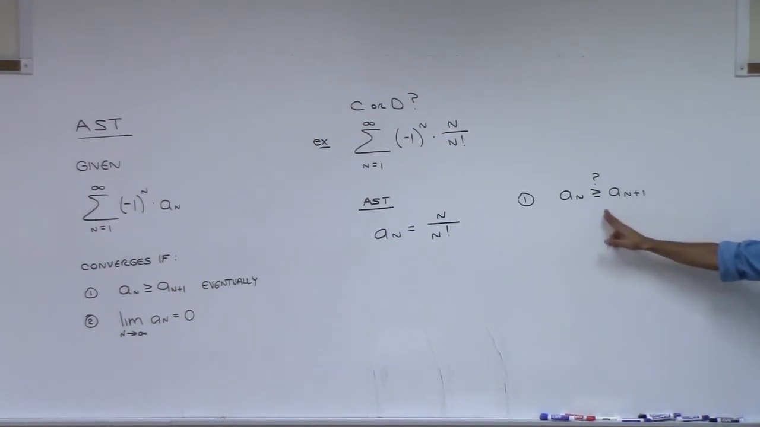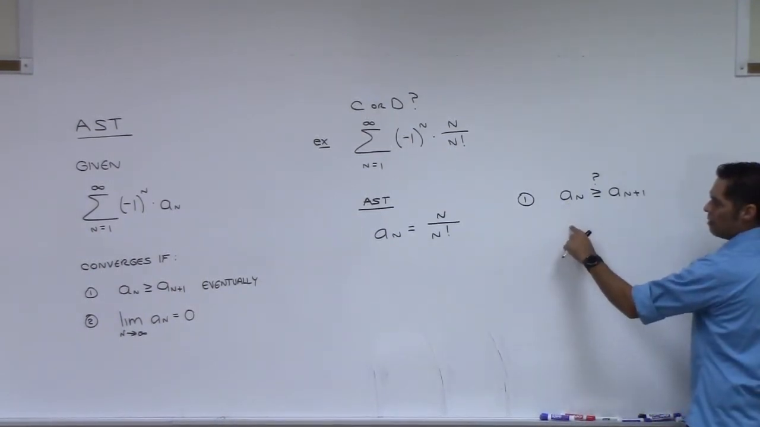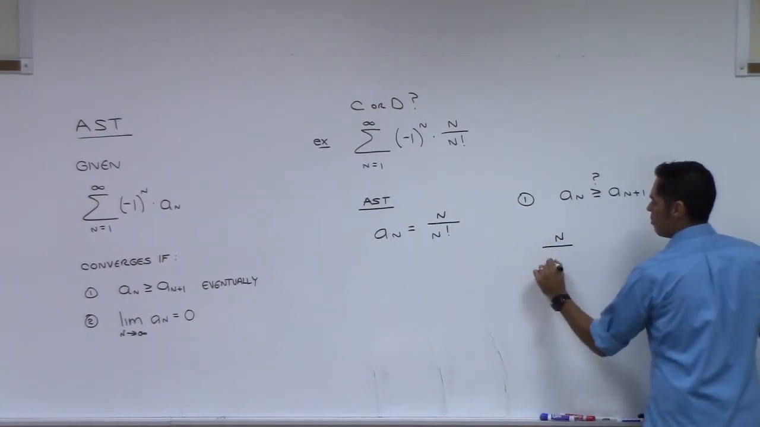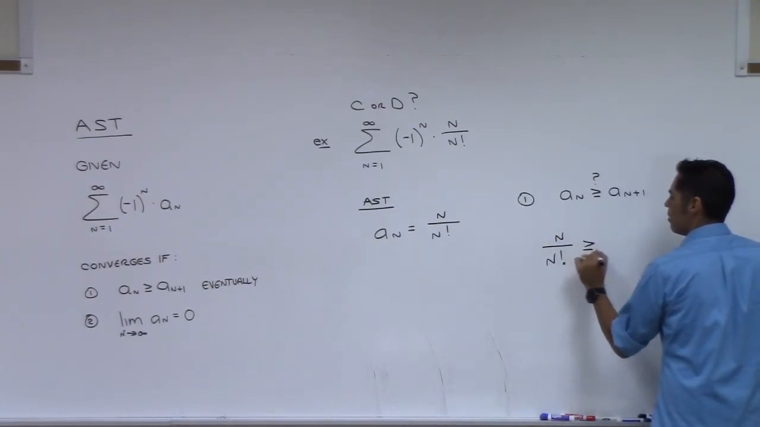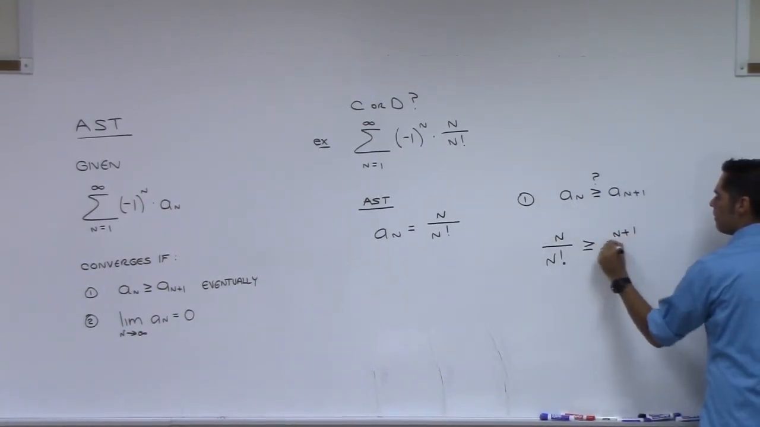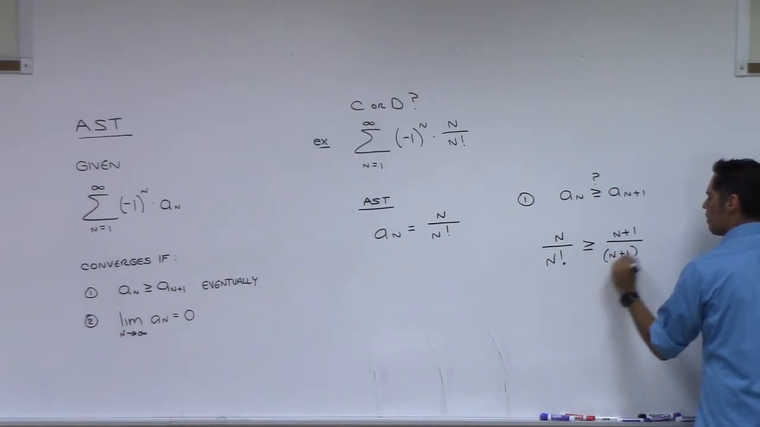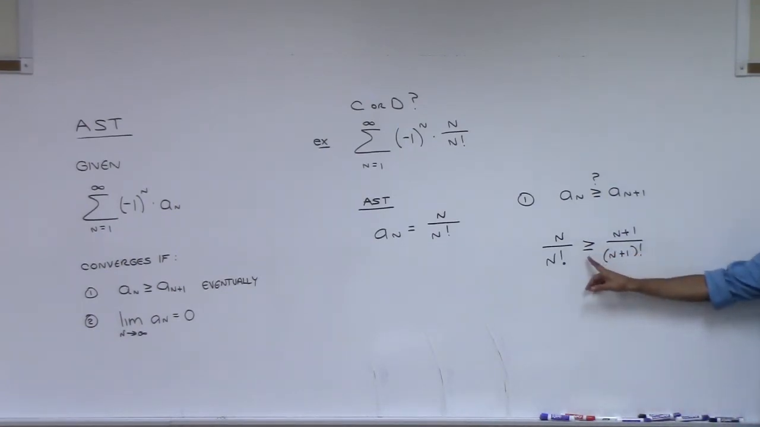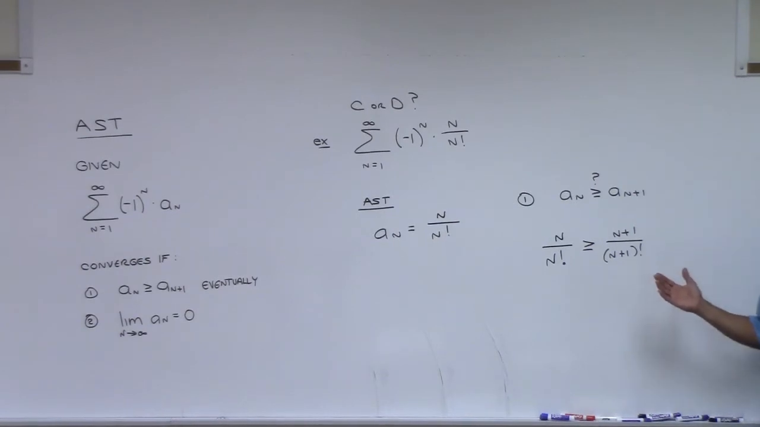So I want to see if this is true. What is a sub n? We write that on the left side. That's just n over n factorial. The question is, is that bigger than or equal to this, which is plugging n plus 1 into that sequence? Is this true or not? Well, what do you think? The denominator is definitely smaller on the left one. Let's just do some algebra here.